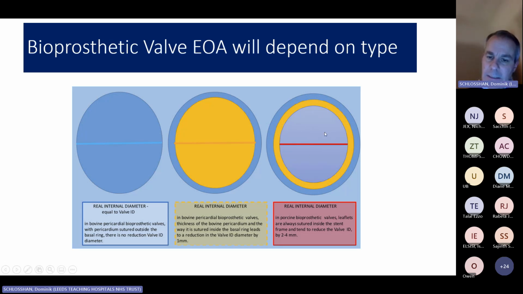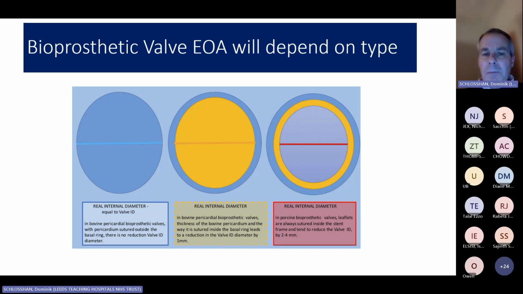This one is a porcine one, which is typically the Hancock valve, and there you actually lose 2 to 4 millimeters ID. So if you have a porcine valve like the Hancock, the actual internal diameter is smaller than if you have a bovine valve, but even smaller than one that's externally mounted. So that's important. If you have a 21 millimeter mitral flow, you can probably expect a slightly bigger orifice than a 21 millimeter paramount magna, which is bovine pericardium internally mounted, and that will be even bigger than a Hancock valve, which is a porcine valve.